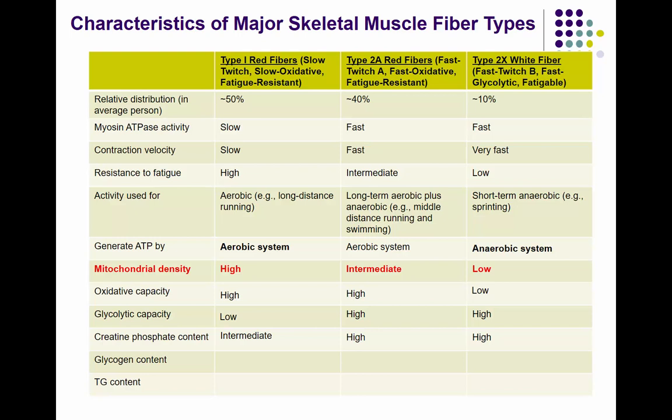Glycogen content. Thinking about these three types of fibers, which type of fiber do you think will rely more on carbohydrate for energy? Yes, short term, right? The type 2X. So type 2X fibers should have a higher glycogen content, or need a high glycogen content, I would say, right? Because it relies heavily on glucose, carbohydrate, for energy.